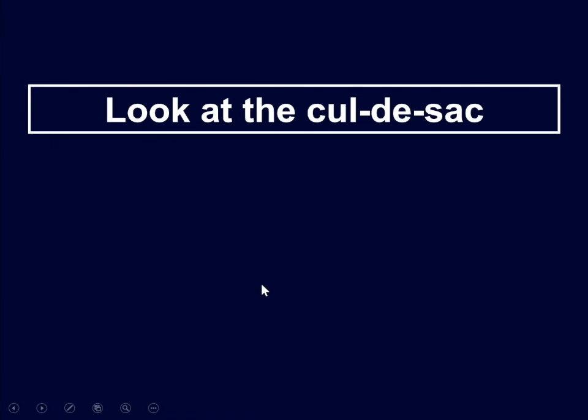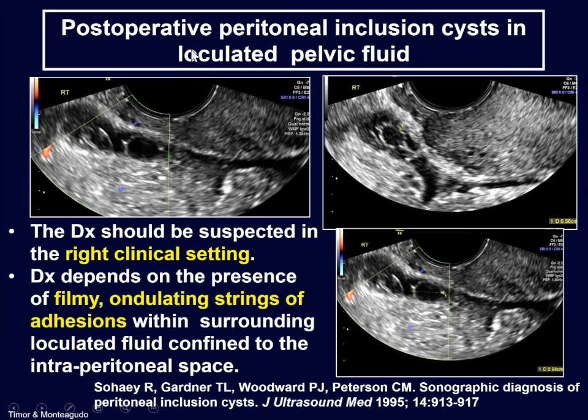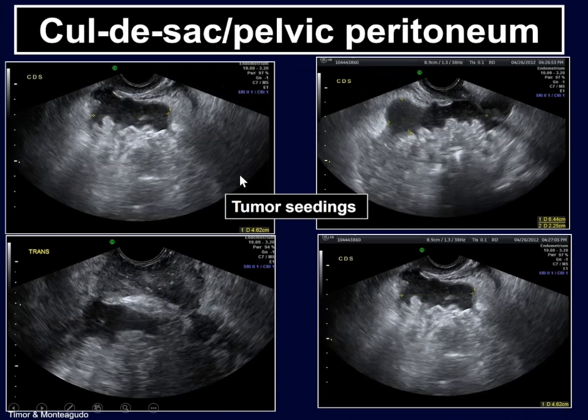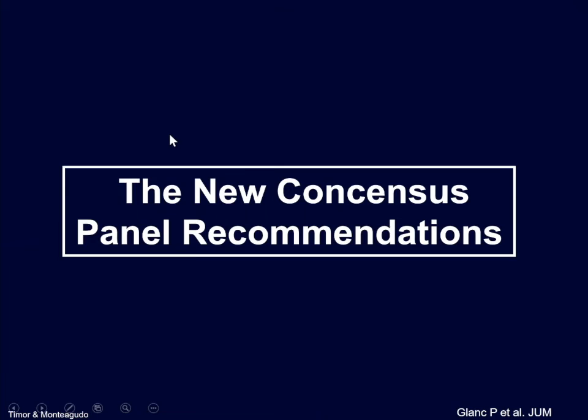Additional sites to check are the cul-de-sac, and the most frequent finding is postoperative peritoneal inclusion cysts in loculated pelvic fluid. The diagnosis should be suspected in the right clinical setting. You will see filmy, undulating strings of adhesions when you move it with your vaginal probe, and they are typical and benign. You can see them right there. And of course, you should also scrutinize the pelvic peritoneum for tumor seedings, mainly when you see fluid above it, they will outline these peritoneal seedings.